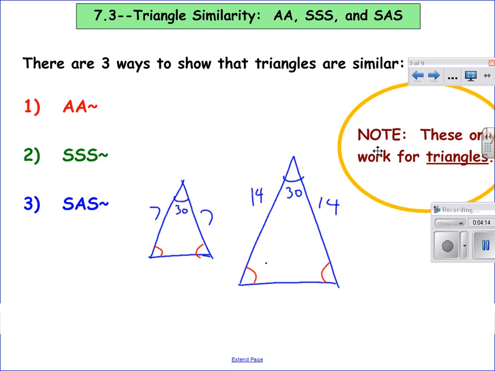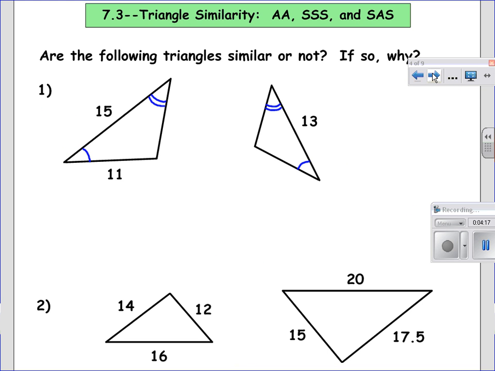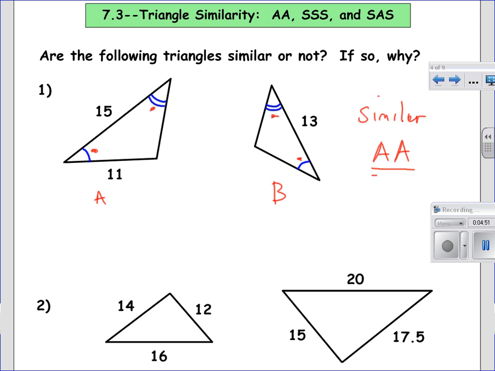All right, let's go ahead and get into some examples here, and these go pretty quickly. So the first example here, are they similar or not? Well, over here, we'll call this A, we'll call this B. In triangle A, we've got the same marking here on the bottom as here. We've got the same marking here on the top as here. So I've got two angles, so I don't really care about the numbers. They make no difference. I can state that these triangles are similar, and my reason is angle, angle. Okay, so I have to have one of these three reasons. In this case, it's angle, angle.